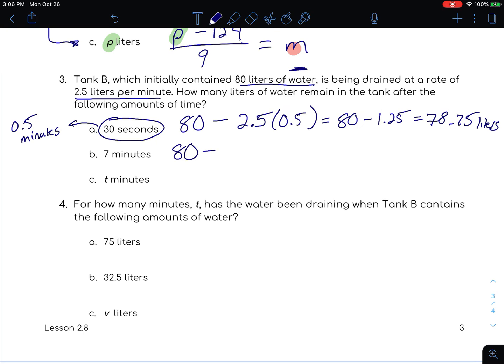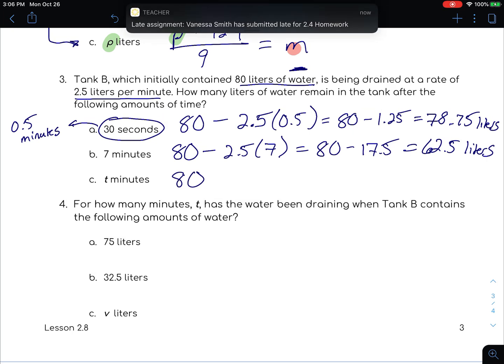And the next one, 80, and then this time we're subtracting 2.5 liters over 7 minutes. So in other words, 2.5 times 7 is 17.5, so we're subtracting that off, and we're left with 62.5 liters that are left.